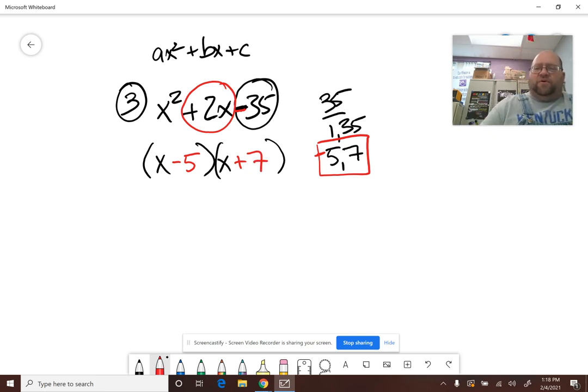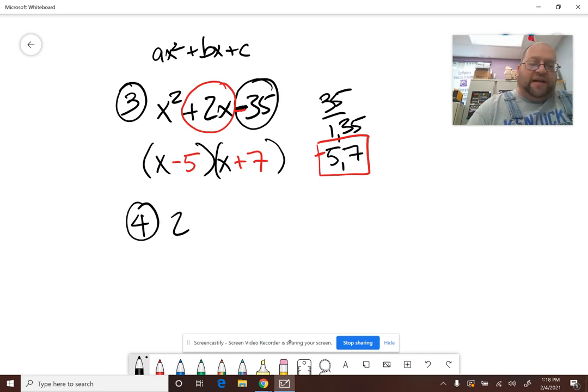So again, we FOILed enough that you know now that it's going to work out. But that's one way that you can check to make sure that your answers are right. You can go ahead and FOIL that out and see if it works. Now let's look at number 4. And you're going to tell me that I lied to you when you see this problem. But after we look at it, you're going to see why.